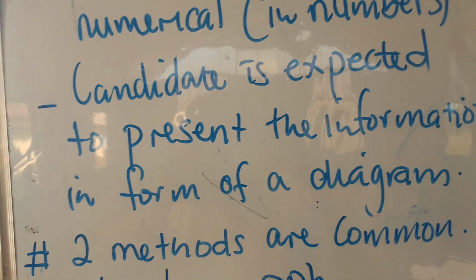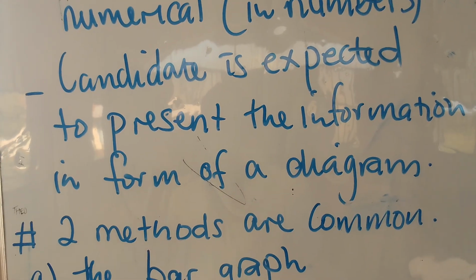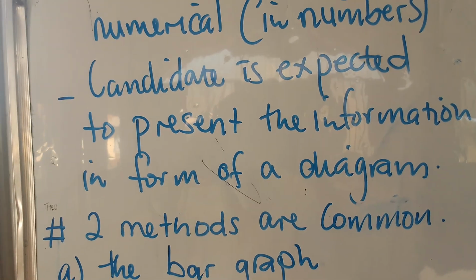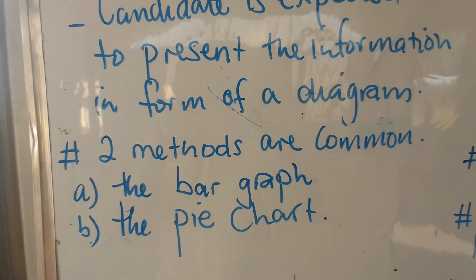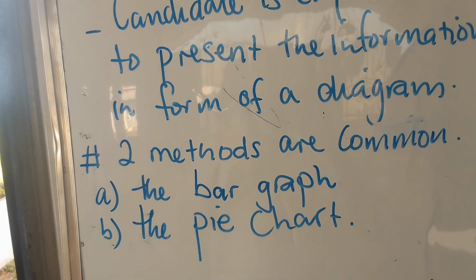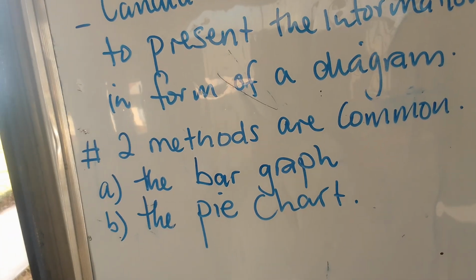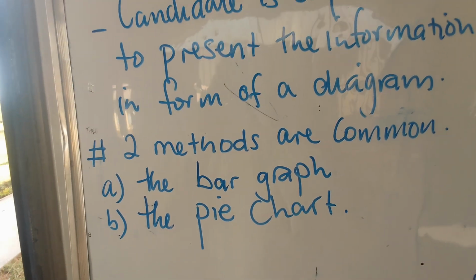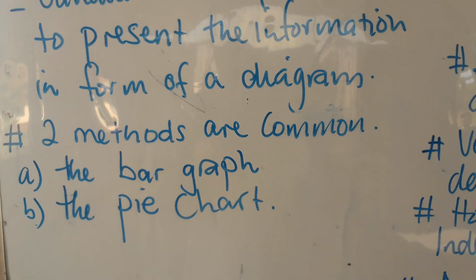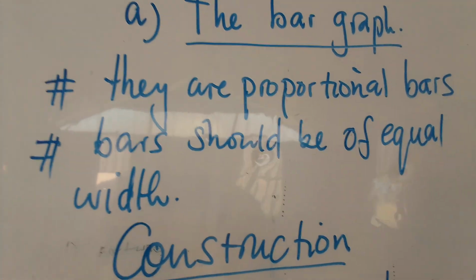That means as a candidate, you are supposed to present your information which is in numbers, and you put it in a diagram. There are two methods that are commonly used for data presentation. The first one is the bar graph, and the second one is the pie chart. So I'm going to deal with the bar graph today.